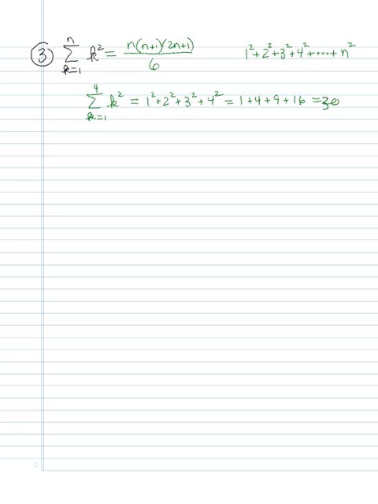Now, the formula would tell us this. Obviously, if we have small numbers, this is not such a big deal. But if we're adding from 1 to 100, then it would be a big deal, wouldn't it? The formula tells us, here's how we would calculate that by formula. Our n is 4 here. See, that's our n. So we would have 4 times 4 plus 1 times 2 times 4 plus 1, and we would divide all that by 6.